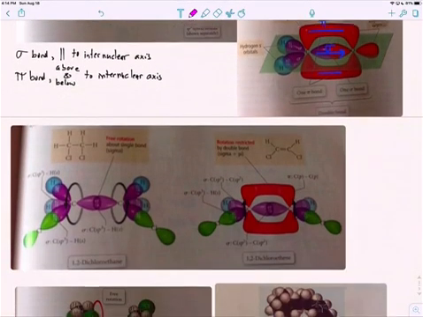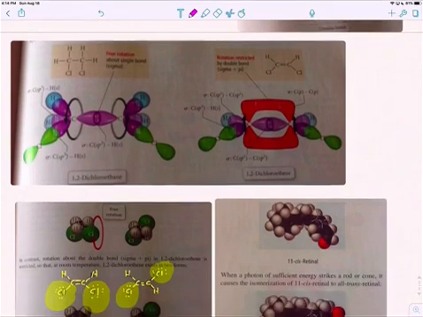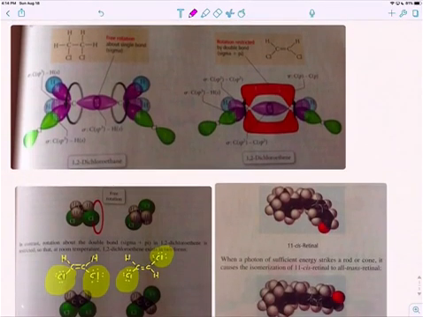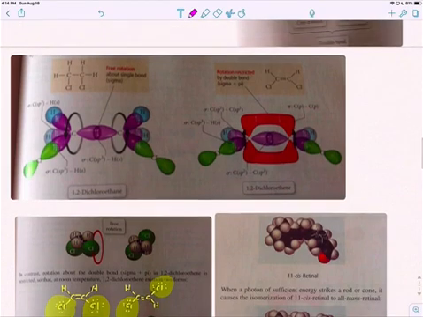Okay, and what is the consequence of a double bond? One of them is restricted rotation. So something like here, you have 1,2-dichloroethene.